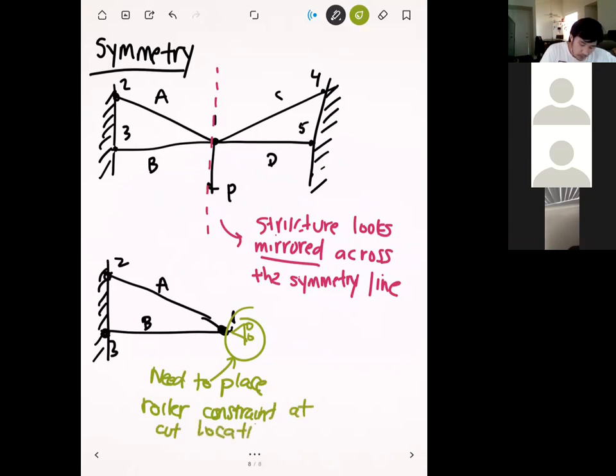Okay. And so symmetry is a really powerful tool, where you can cut the amount of work that you have to do in half, but you have to make sure that you apply this roller constraint so that you get the correct solution. Okay. And the reason for that is because even though we're only solving half the structure, there's still another half of the structure that's over there. And so what you're saying basically is that this roller is preventing displacements in this direction.